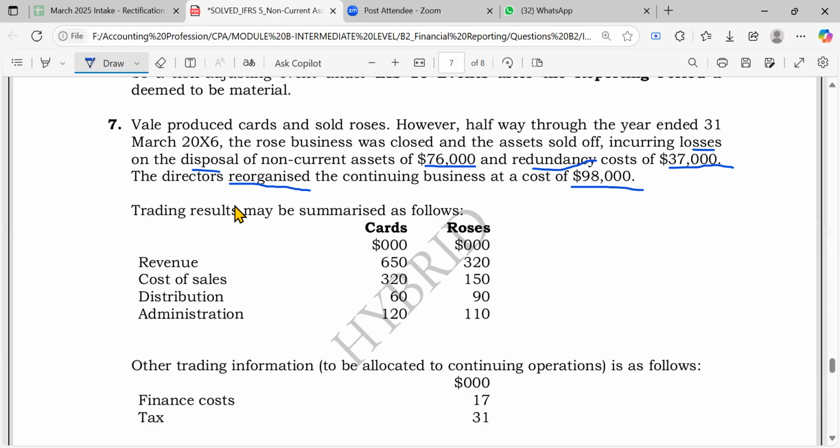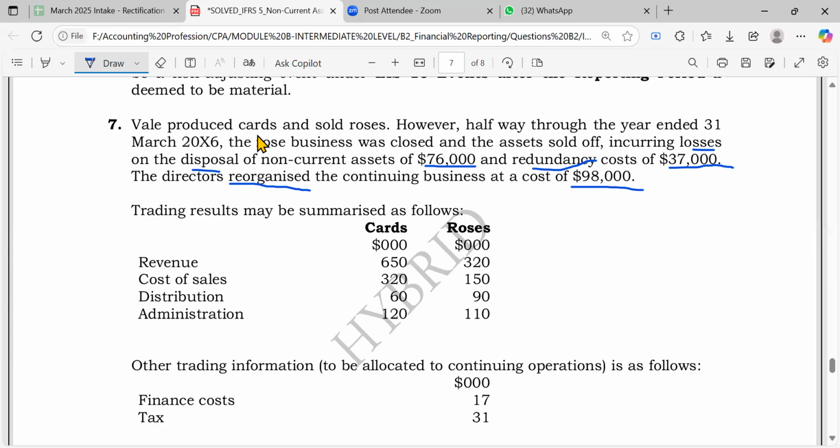And so trading results, maybe when you discontinue some operations, it means you may have to rearrange the staff, right? So you pay off those who are going out, and maybe you try to rearrange the matters first to proceed well. So trading results may be as follows.